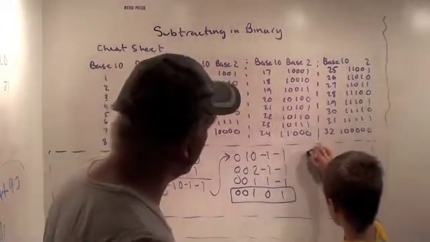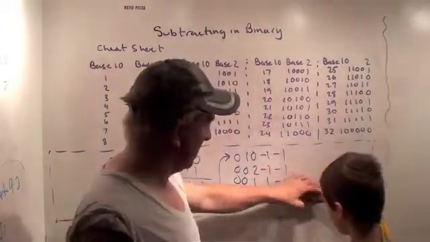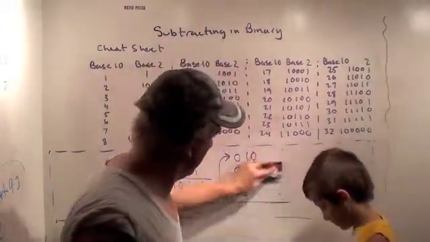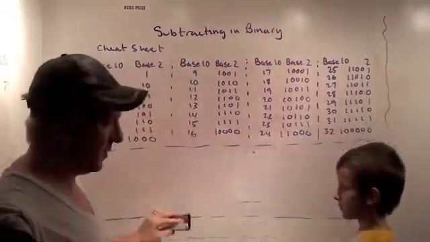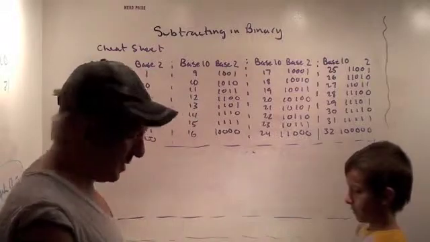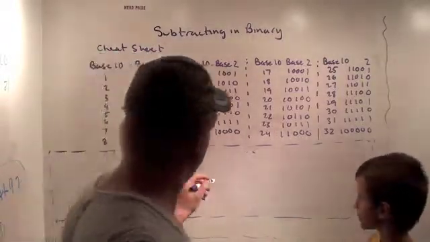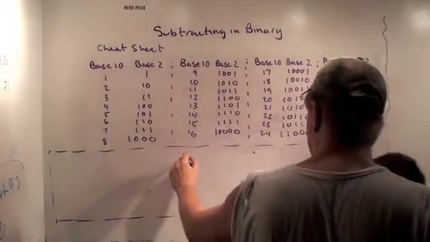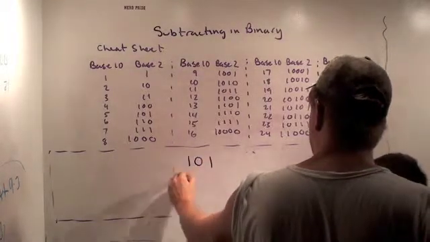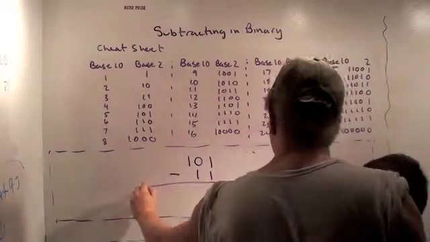Okay. You ready to do some on your own? Yeah. Okay. Now, maybe I should have you write. So, I got a marker. Okay, let's start with a fairly straightforward one. How about, I gotta stay out of the way of the camera here. How about 1, 0, 1 minus 1, 1?